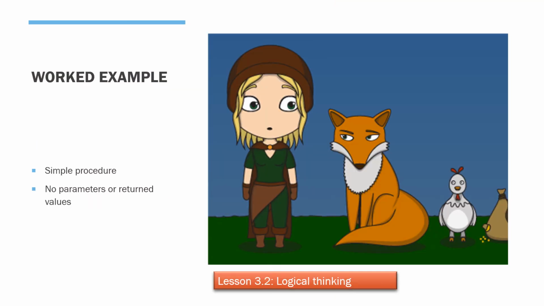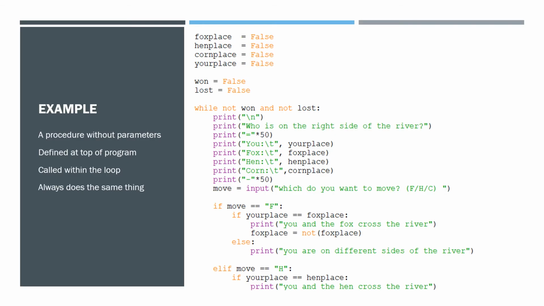Now we're going to do a very simple worked example. We're going to write a simple procedure with no parameters or returned values. And for this, we're going to revisit the fox and hen program that you wrote in lesson 3.2. Do you remember that picture of getting the fox, hen and grain across the river? So open that program and be ready to add a new procedure to it. And here's the new procedure.